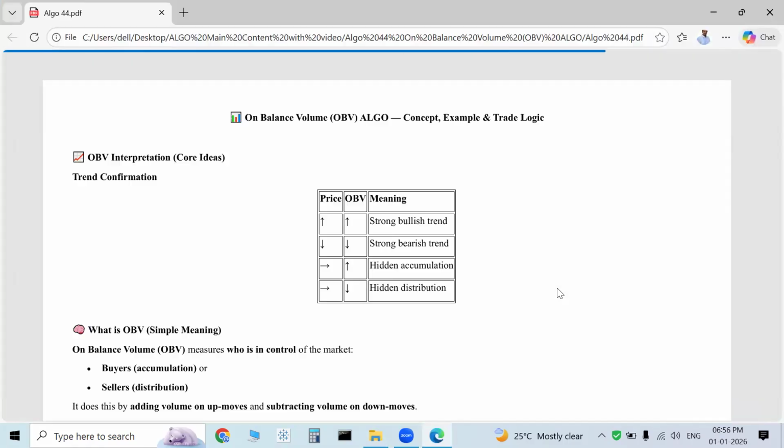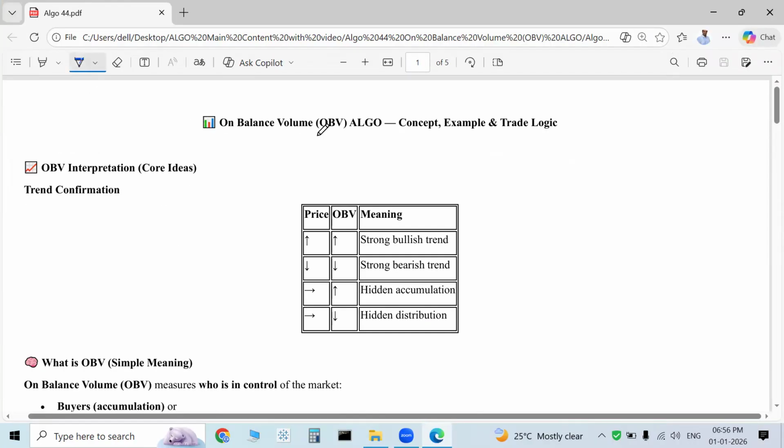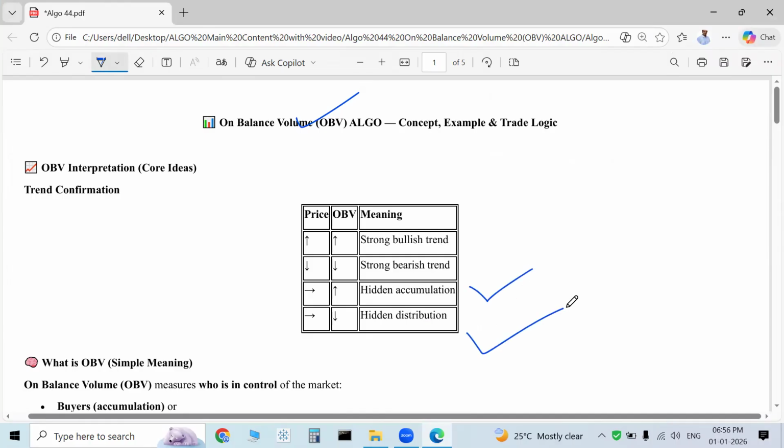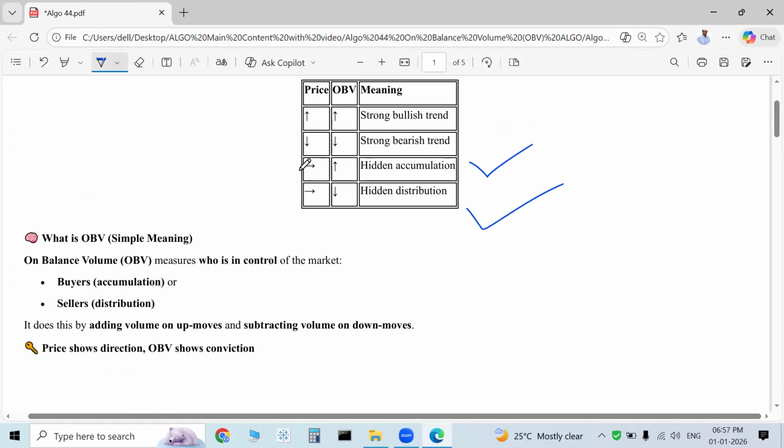I'm going to give you a summary one more time. First part: OBV basically tells you whether accumulation or distribution is happening. That's the logic. Price is flat, but OBV is increasing: accumulation is happening. Price is flat, OBV is decreasing: distribution is happening. That means a reversal is possible, either from the top side or from the bottom side. If we can catch this, we can make very good money.